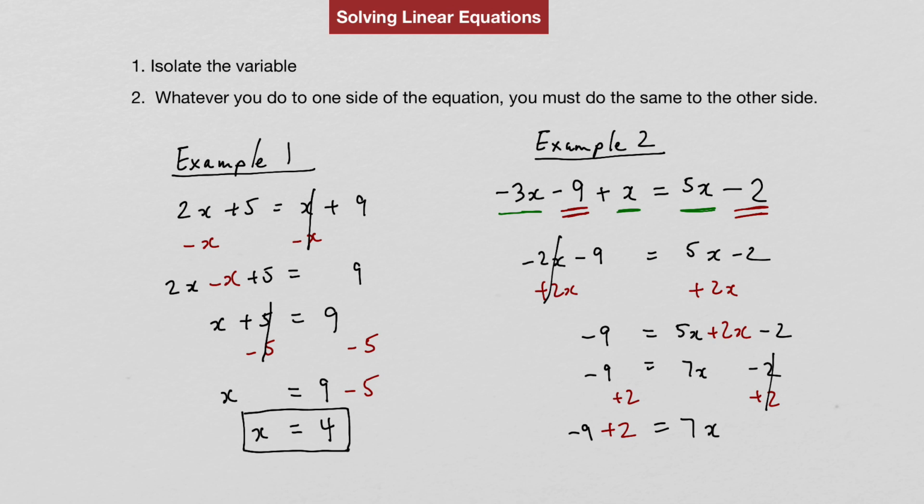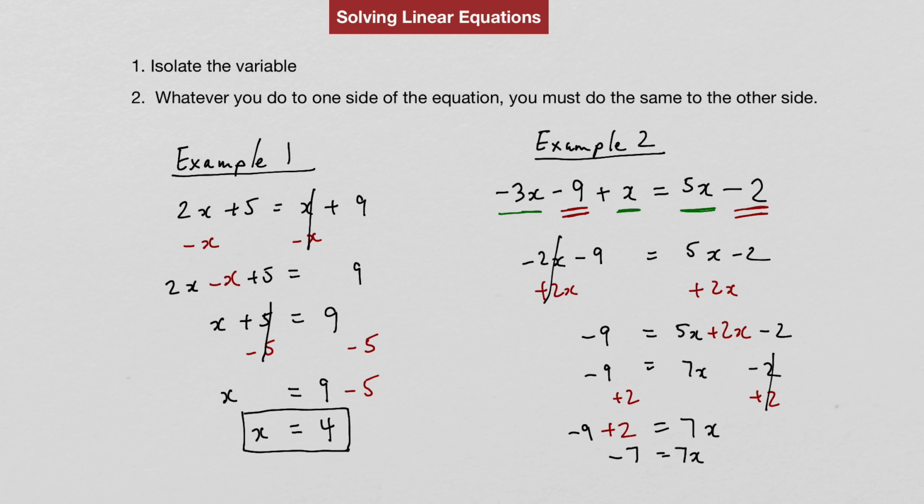Okay, so now things are getting a little bit simpler. We now have negative 9 plus 2 over here on the left side of the equation, and we can combine that. Negative 9 plus 2 becomes negative 7. So we get negative 7 is equal to 7x.